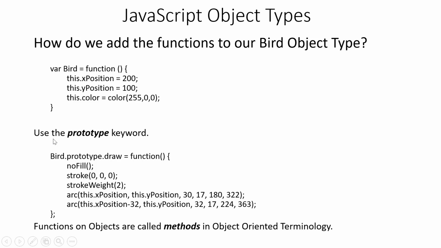This is our function that is related to our data. So we're putting the function and the data together to create an object type. Functions on objects can be called methods in the object-oriented terminology. So sometimes you might hear method. In JavaScript, it's still the keyword function, even though it can be called a method.